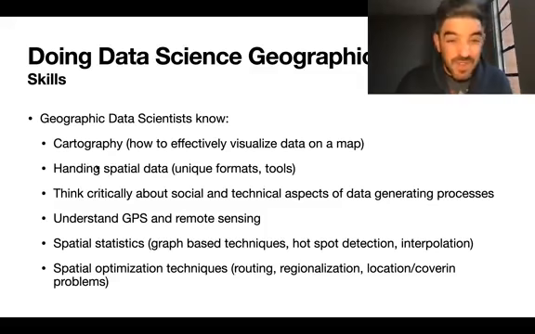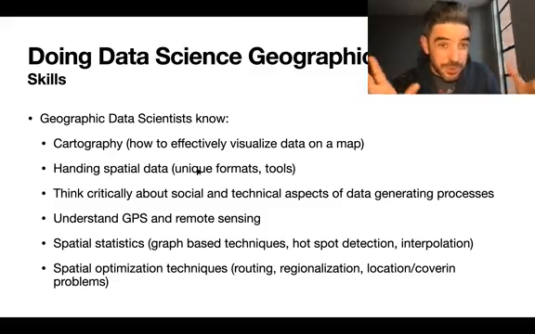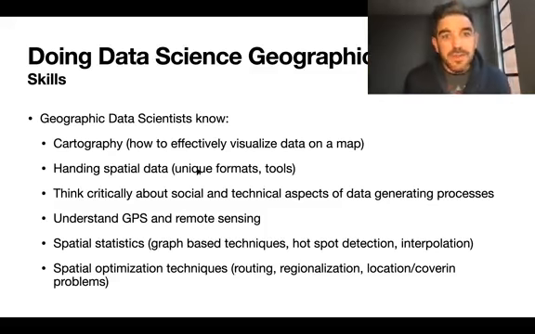So geographic data scientists know something about cartography. Spatial data comes in some funny formats. Spatial data scientists know how to handle those formats and to use the software libraries that handle those things well. And those exist in every major programming language that a data scientist would use, whether that's Python, R, Scala, whatever it is. There are ways to handle spatial data, but they're different.